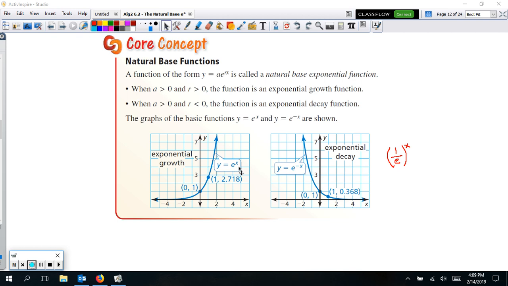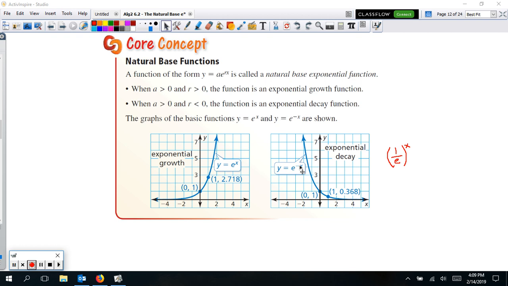And you'll notice that the growth one has e to the x, the decay one has e to a negative x. And so that's why I wanted to write it over here like this, to show you that if we have a negative exponent, that would flip the e upside down. And so this is the same thing as saying 1 over e to the x. Because remember what we saw before is that when your base is greater than 1, it's going to grow, which e is greater than 1. 2.7 is greater than 1, so that would grow, e to the x.